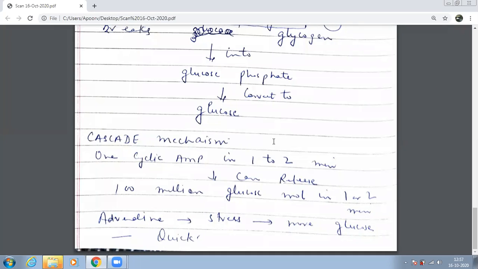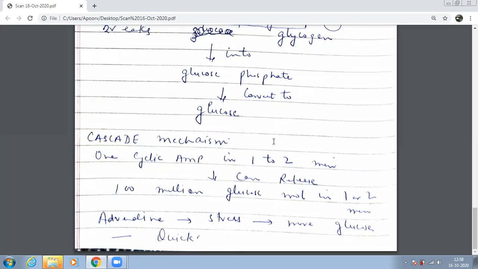In normal cases, if I talk about the formation of 100 million glucose molecules, it is certainly going to take time. Here, by a cascade mechanism, immediately by the release of which hormone? Why do we call it a stress hormone? This hormone has got everything done so quickly. By which mechanism? Cascade mechanism. And it is so quick that within 1 or 2 minutes, there is a supply of about 100 million glucose molecules.